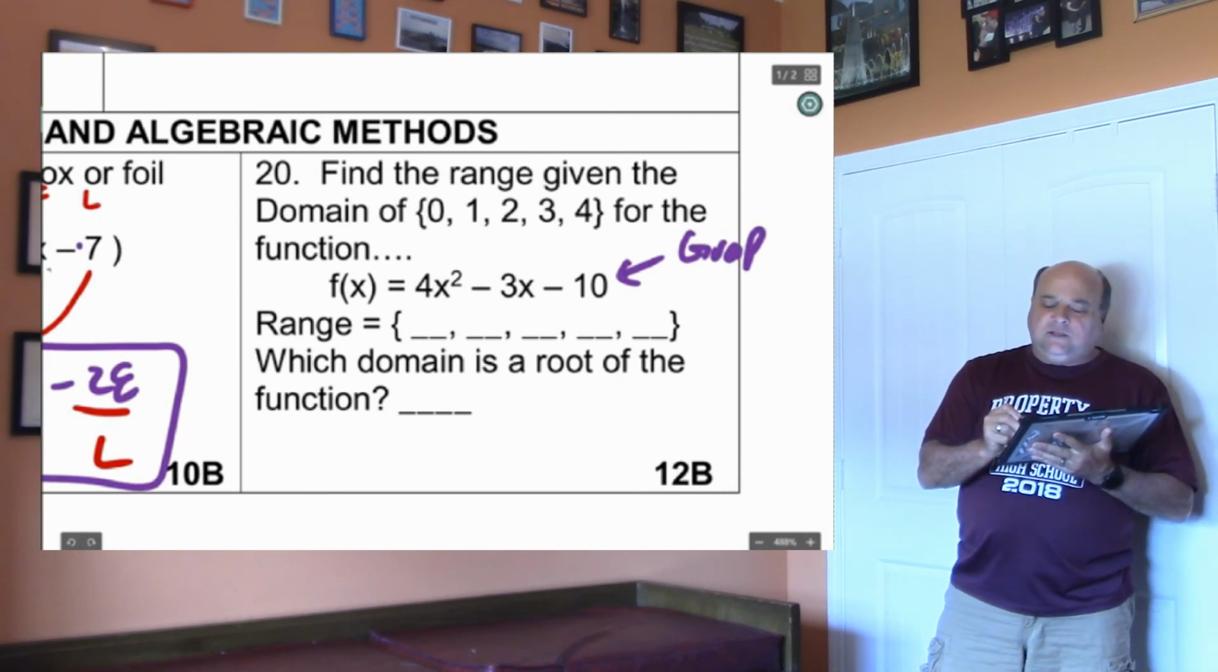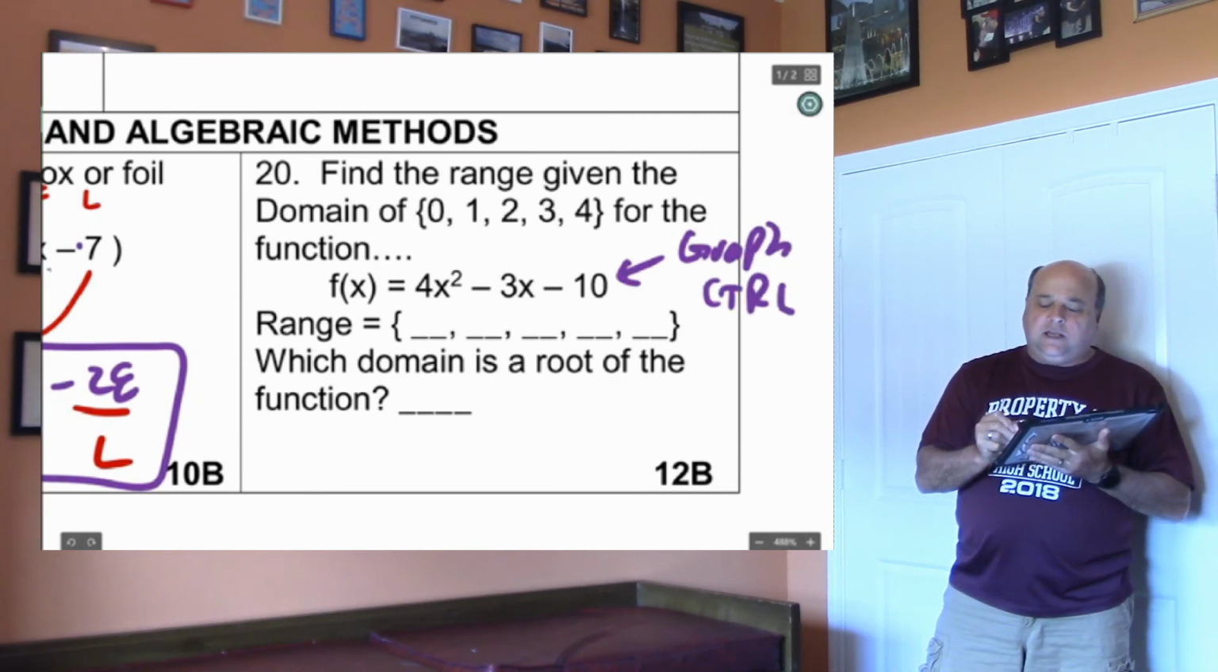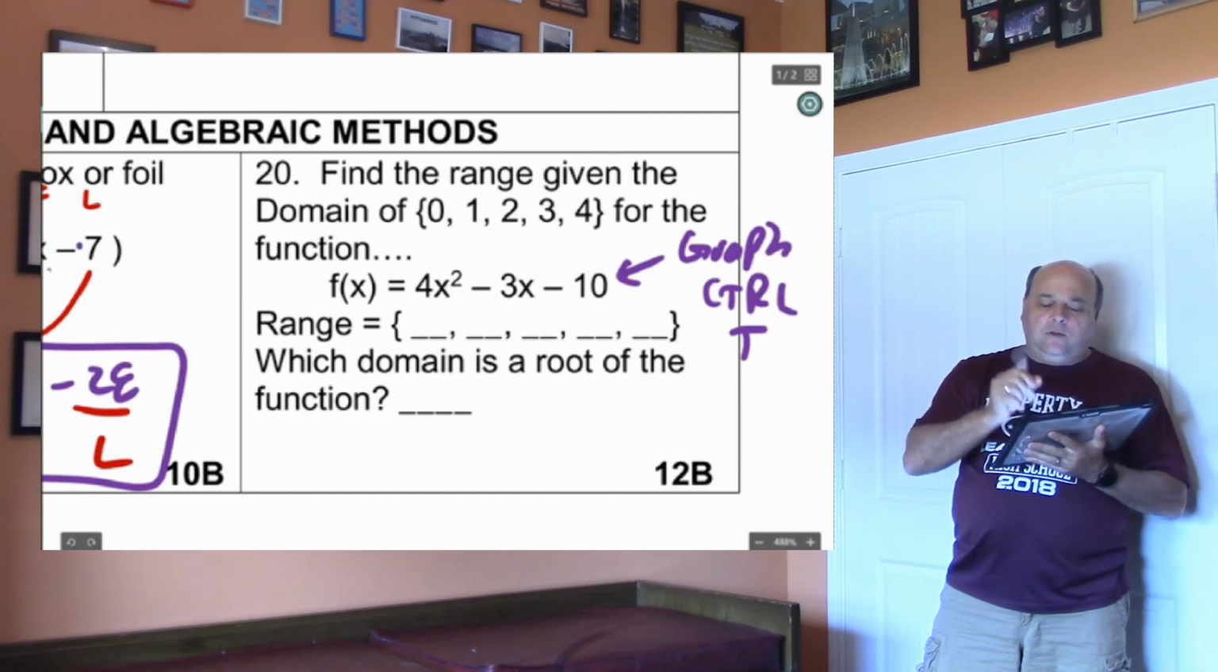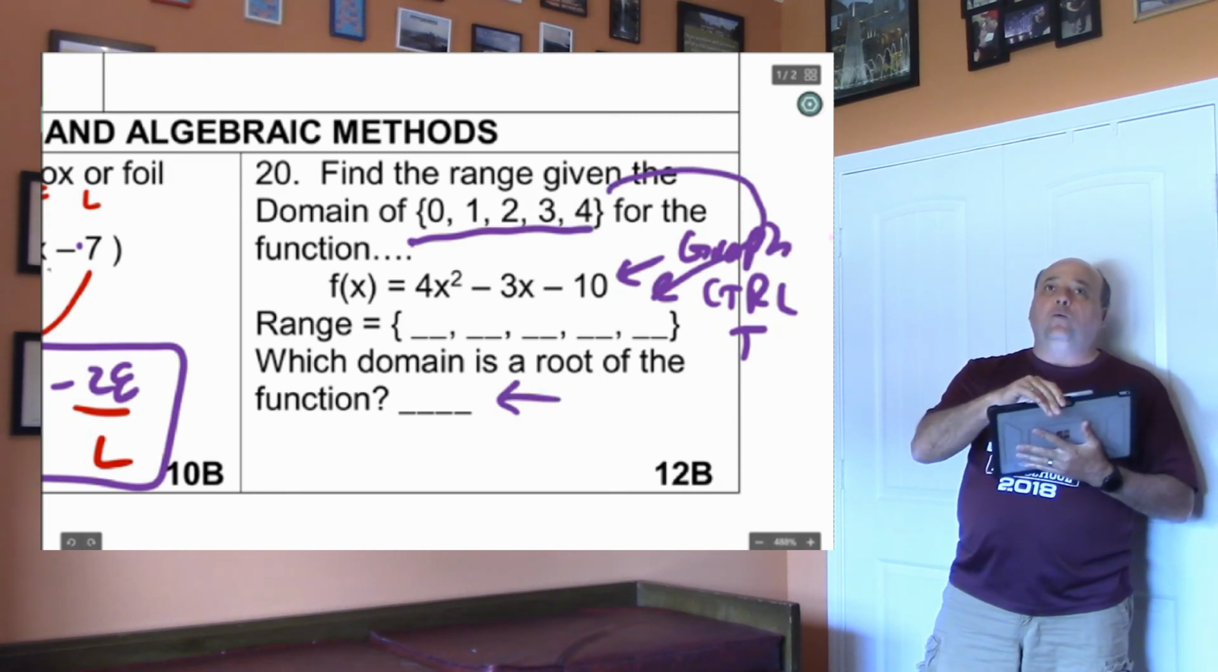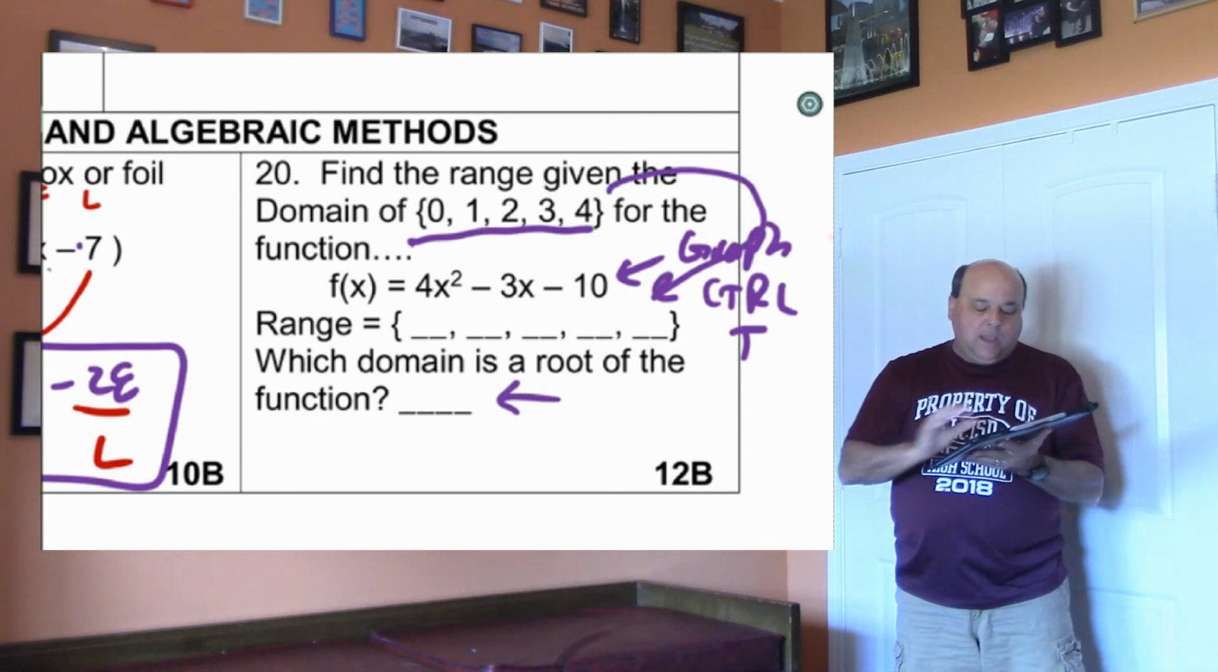And then on number 20, okay, you're going to graph this. We've been doing this since August. You're going to hit Control T and then get the table, and you're going to copy these numbers, write down the answers here, and then the one that's a root will be the one that gives you a 0, right?